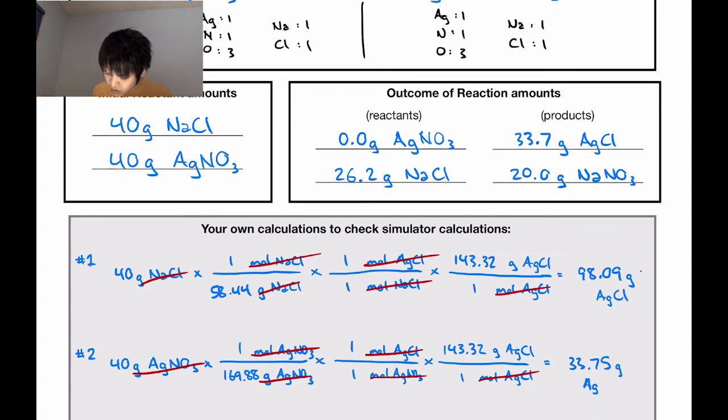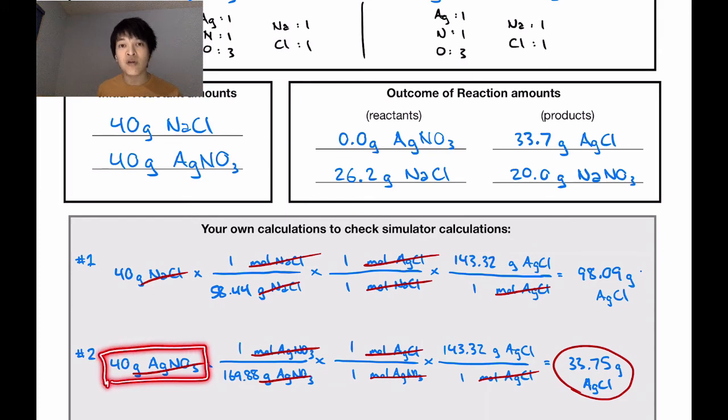grams of silver chloride. Okay, now we did two calculations, and I'm going to tell you the one that is the theoretical yield, the amount of silver chloride that's supposed to be produced, is the one that is the smaller number. So that means it was supposed to be the second one. You're supposed to produce 33.75 grams of silver chloride. And what that means here is, since this is the amount that's actually produced, that means this reactant, the 40 grams of silver nitrate, this reactant is the limiting reactant. This ran out first.